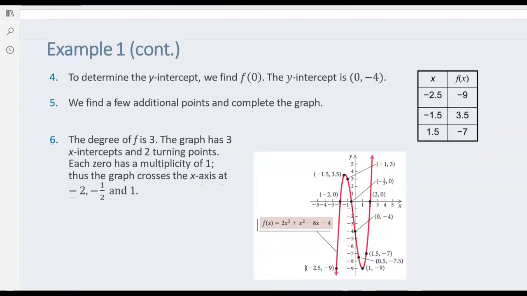We know that the y-intercept was -4, so kind of putting the x-intercepts together with the y-intercept and then maybe plugging in a few additional points to figure out where this relative max and relative min are. This is the process we would go through to find a rough sketch of a graph.